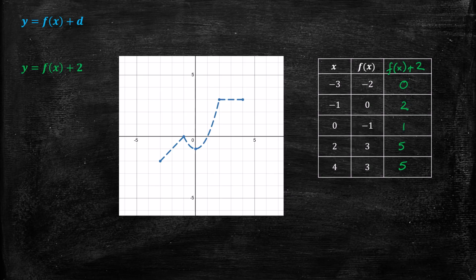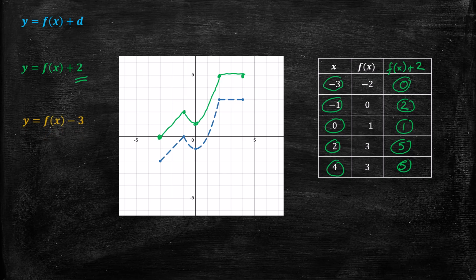And now we're going to plot these points. But when I say plot the points, that means when x is negative 3, we're going to plot y equals 0. So there. When x is negative 1, y is 2. When x is 0, our y value is 1. So 0, comma 1. When x is 2, it's 5, and 4, it's 5. So I think you can kind of see what's going on here. If we now connect the dots, we see that this has resulted in what we call a vertical shift or translation up 2 units. This kind of makes sense. So plus 2, you're just adding 2 to every y value.